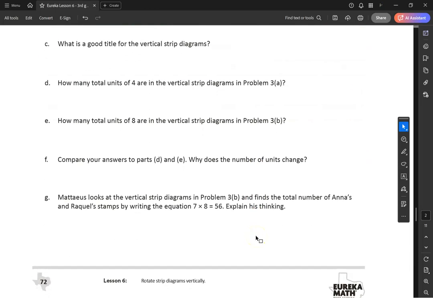Okay, next. C. What is a good title for the vertical strip diagrams? Remember, pause this if you need to copy it, okay? So what would be a good title? Well, what are we talking about here? We're talking about stamps, right? Well, what about the stamps? Talking about the number of stamps collected. So the number, oh my goodness, I know you're not going to be able to read this. The number of stamps collected.